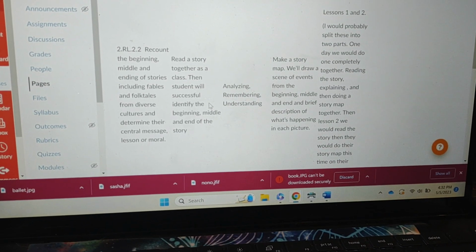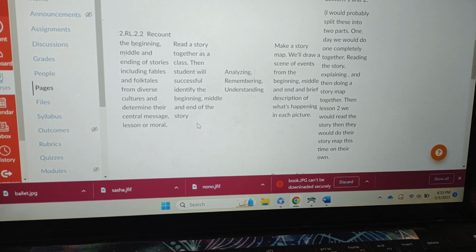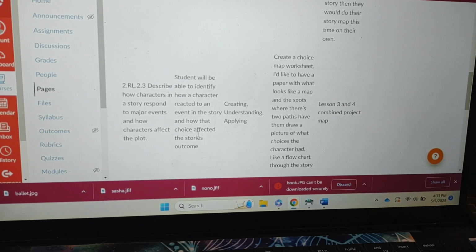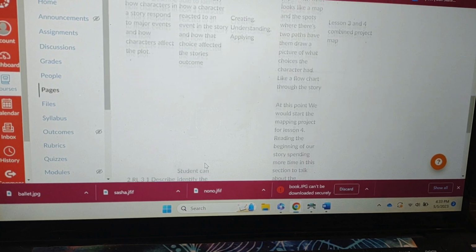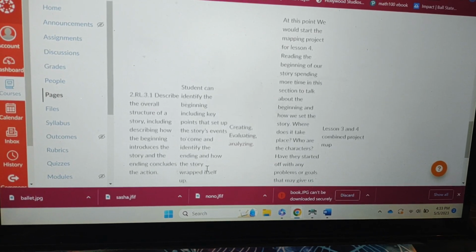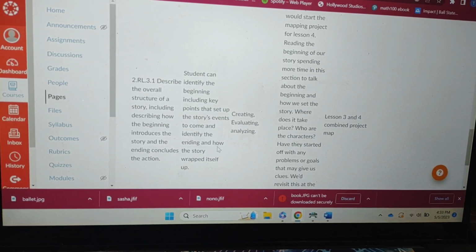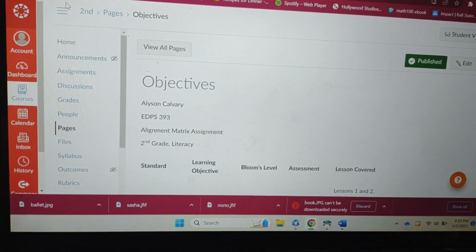So I was going to be covering second grade literacy, and our learning objectives are to read a story together as a class, and then the student will successfully identify the beginning, middle, and the ending of the story. Student will be able to identify how a character reacted to an event in the story and how that choice affected the story's outcome. And student can identify the beginning, including key points that set the story's events to come, and identify the ending and how the story wrapped itself up. So there's my objectives.